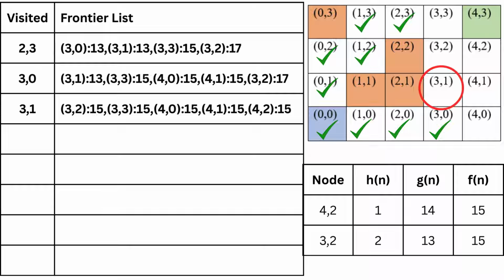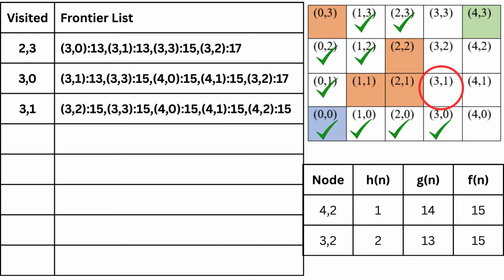Now it's time to expand 3,1. From 3,1, 4 movements are possible: 4,0, 4,1, 4,2 and 3,2. We already have 4,0 and 4,1 with the least cost, so we will not append them again. We will add 4,2 with the cost 15 at the end of the queue. Now we are left with 3,2. We already have 3,2 in the list but it has a cost of 17. The node we are getting now has a cost of 15, which is less than the previous one. So we can replace it. It will automatically come at the start of the queue because it has the least x and y axis value.